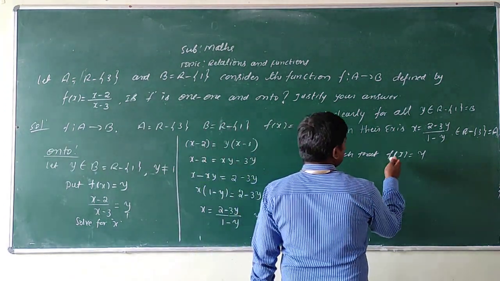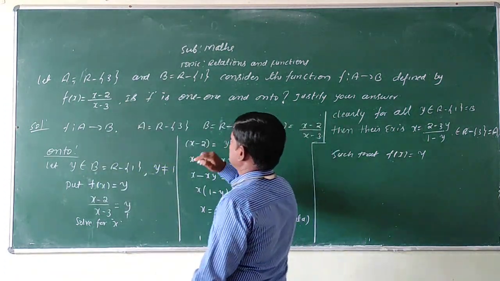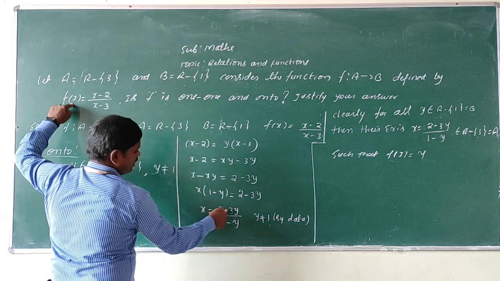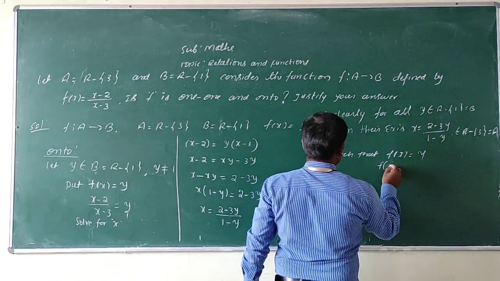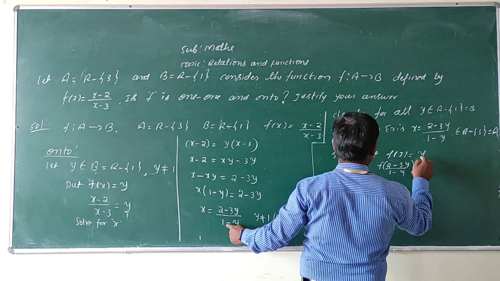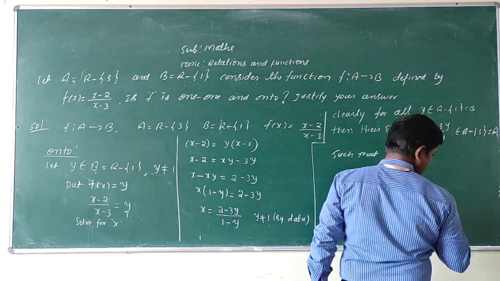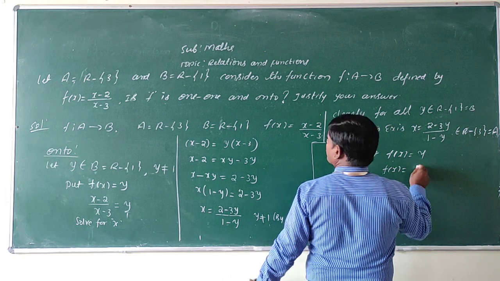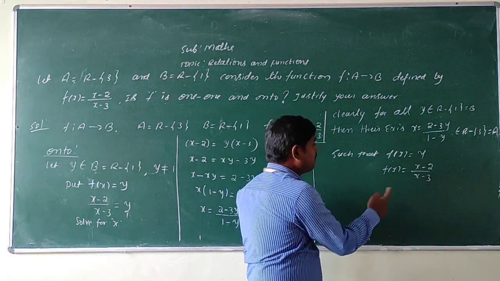So now we are substituting. f of x is given: f of x is equal to (x minus 2) divided by (x minus 3). Suppose we put x in terms of y, (2 minus 3y) divided by (1 minus y). Finally, we get y. So f of x is equal to y is equal to (x minus 2) divided by (x minus 3). Just substitute x here. Finally, we get f of x is equal to y.